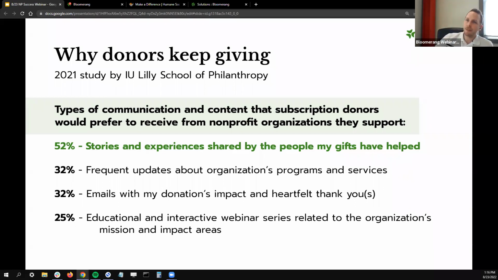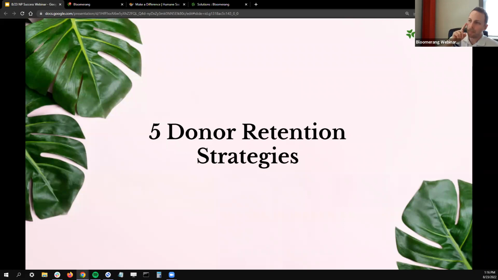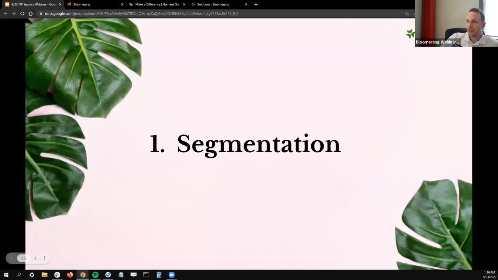So looking at all these slides, really to jump into these strategies, what are some steps we can take? What are some strategies we can walk away with today? So one is segmenting. In order to give that kind of personal touch, you have to segment your audiences.